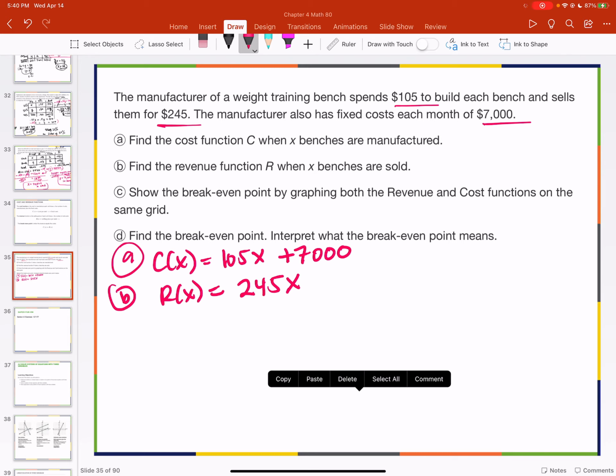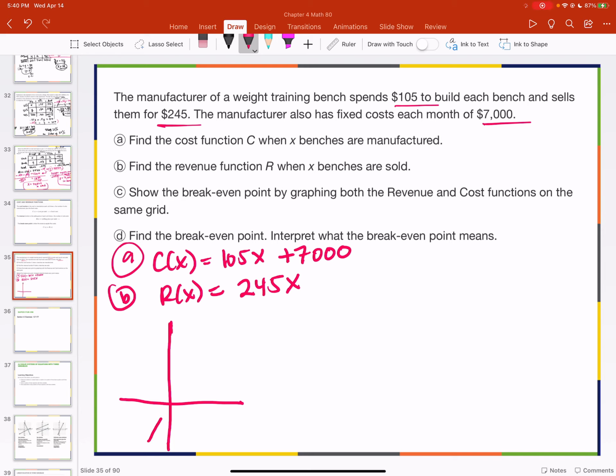To find the break-even point, it says here to show them on the same grid. Okay, fine. So we have to graph those two. One of them is going to be 245X, the revenue function, and it's going to go high. And then the cost function is going to cross at about 7,000 and then have a positive slope and eventually hit the revenue line. I'm going to find this point algebraically. So how do we find that algebraically? It's where the two lines intersect.